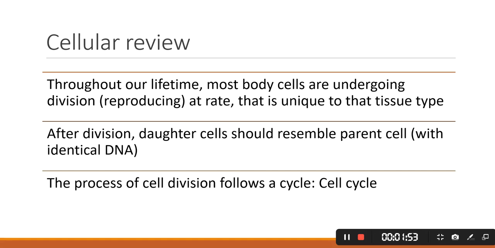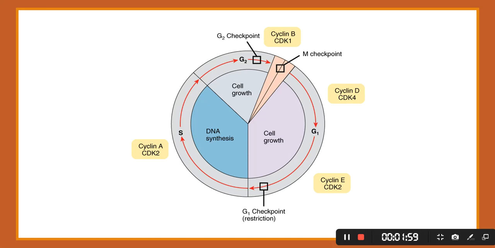The process of cell division generally follows a cell cycle. We know about that. We have done that in our first lecture also, right? So what are the phases of the cell cycle? G1, S, G2 and M. When a cell is not dividing, it is generally in the G0 phase, the resting phase.